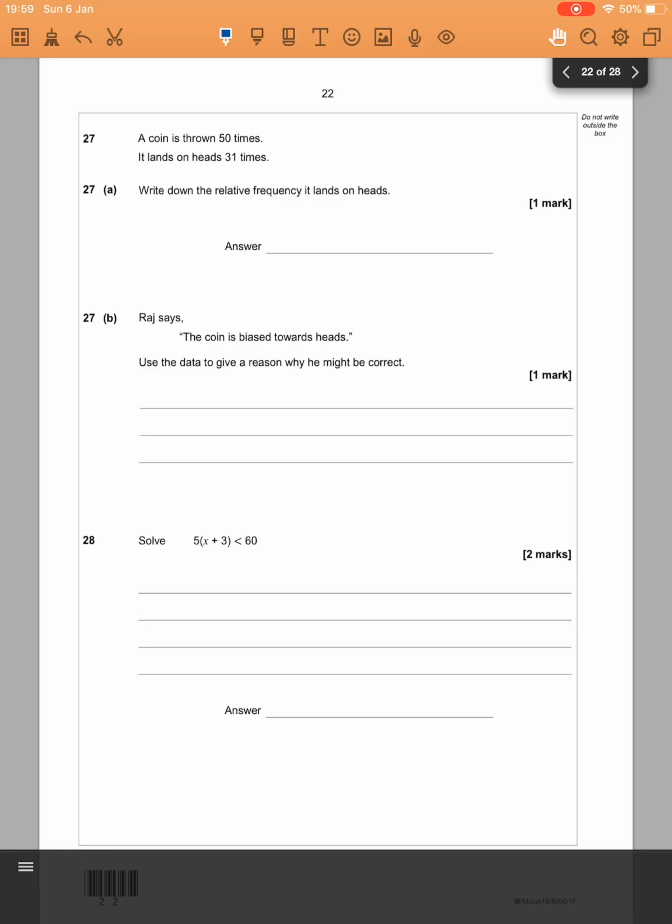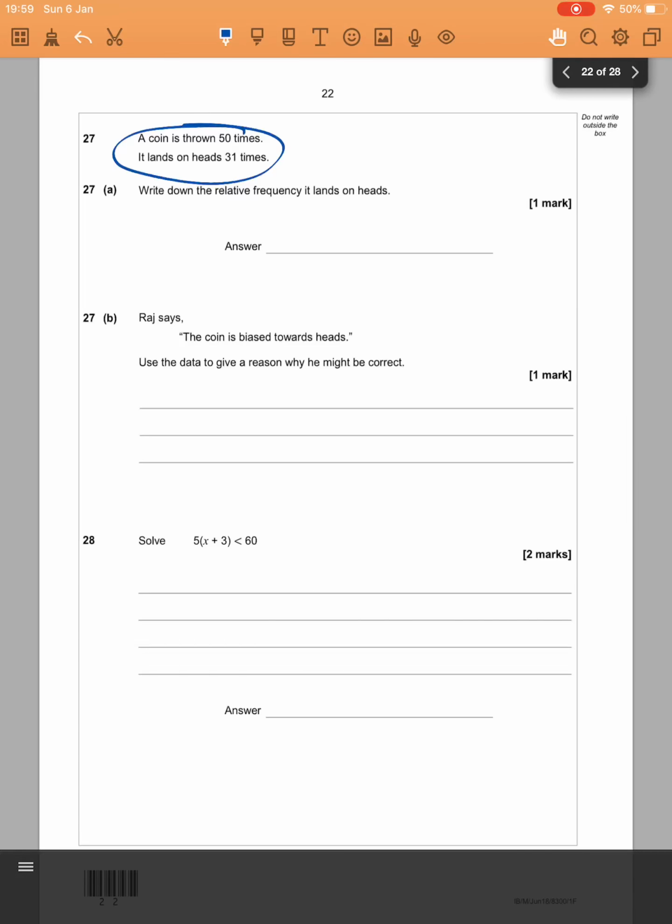So the relative frequency is the experimental probability. So based on our data here, what's the probability of it landing on heads? Now remember, probabilities can be fractions, decimals or percentages. The easiest way to write this answer is going to be a fraction.